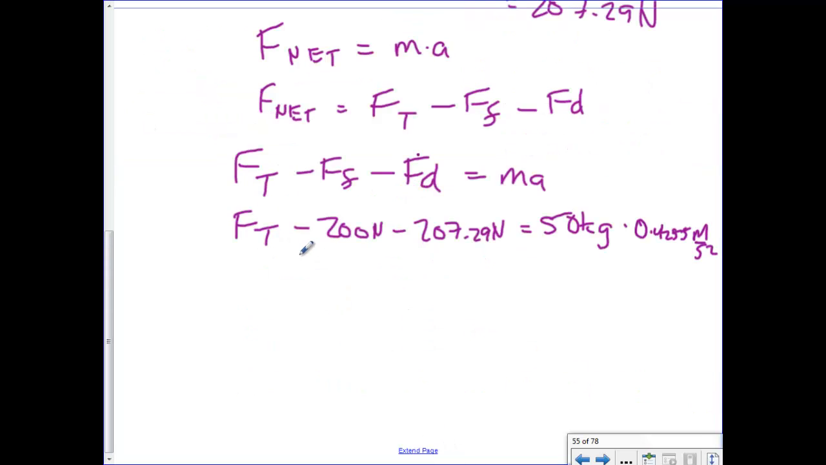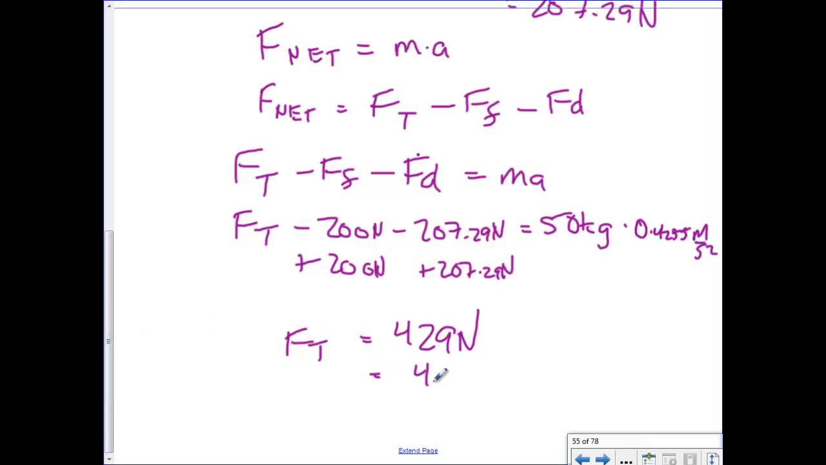So then all you've got to do is add these numbers to the other side. So your final answer should be, let me grab my calculator, 50 times 0.4255 plus 200 plus 207.29. So I got 429 newtons. I'm thinking though we only get 2 sig digs. Yeah. So it's probably best to call it 4.3 times 10 to the 2 newtons.